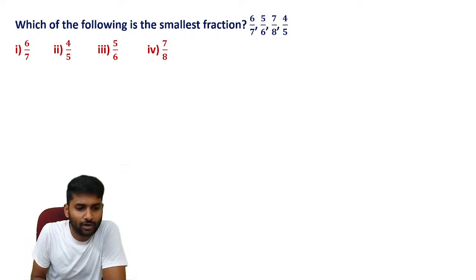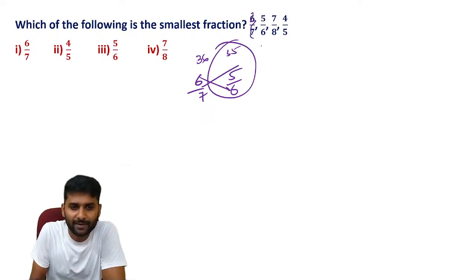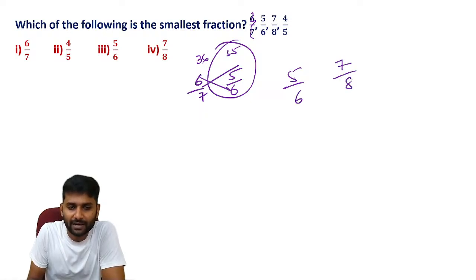Now again, out of all the fractions, which one is the smallest one? 6 by 7, 5 by 6. Cross multiply them. 36, 35, definitely 5 by 6 is smallest. Against 5 by 6, 7 by 8. Cross multiply them. It's 40 units, here 42 units. Definitely 5 by 6 is smaller. So 7 by 8 is not.